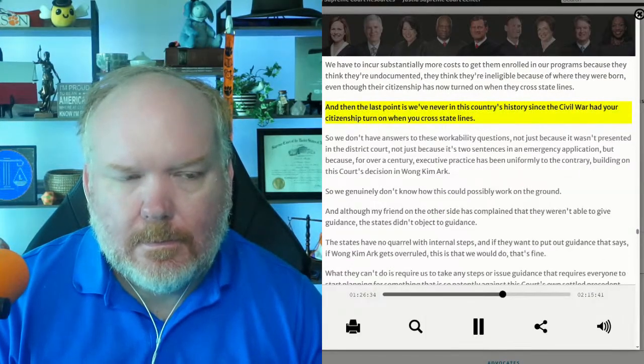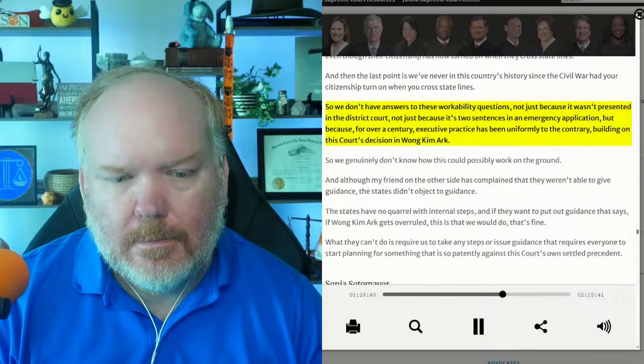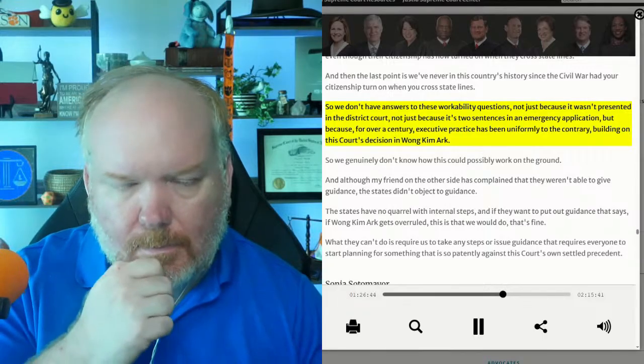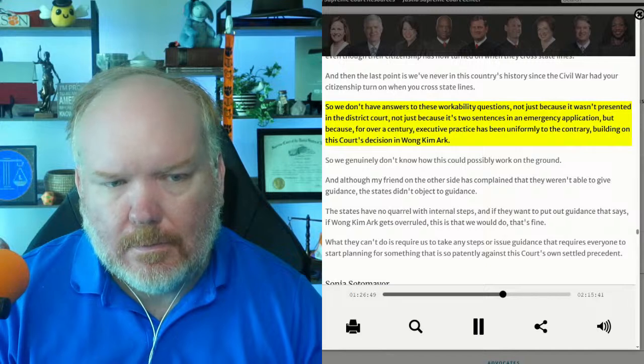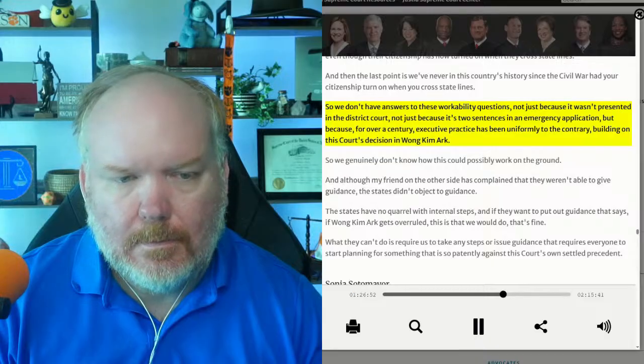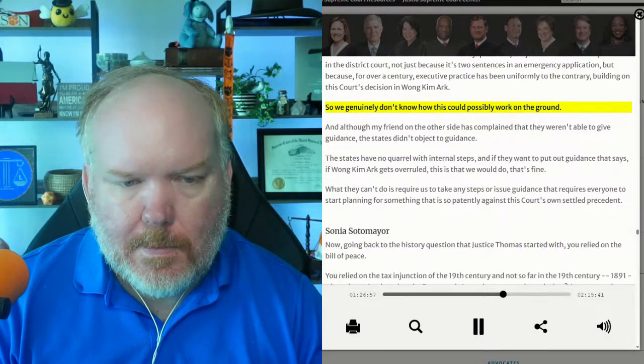And then the last point is, we've never in this country's history since the Civil War had your citizenship turn on when you cross state lines, so we don't have answers to these workability questions, not just because it wasn't presented in the district court, not just because it's 2 sentences in an emergency application, but because for over a century, executive practice has been uniformly to the contrary, building on this Court's decision in Wong Kim Ark. So we genuinely don't know how this could possibly work on the ground.